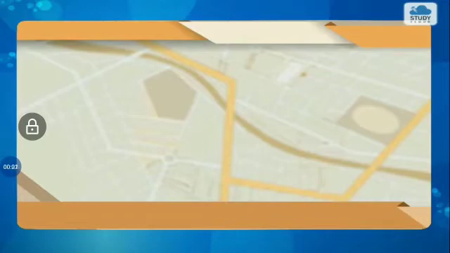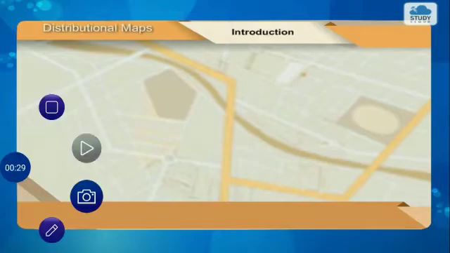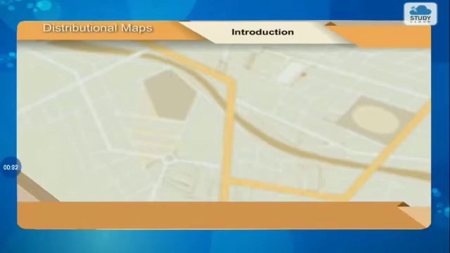So the first chapter of your geography subject is distributional maps. This is the name of your chapter, and from the name itself you will get an idea that in the first chapter we are going to study something about maps. Everybody knows what a map is. You are in 9th standard, so I hope you all must be knowing what a map is. But today what we are going to study is distributional maps.